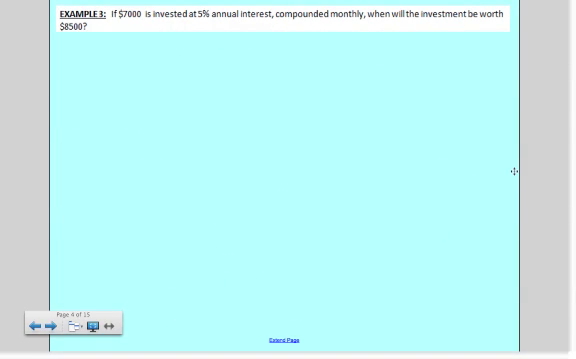All right, so this one: $7,000 is invested at 5% annual interest, compounded monthly.